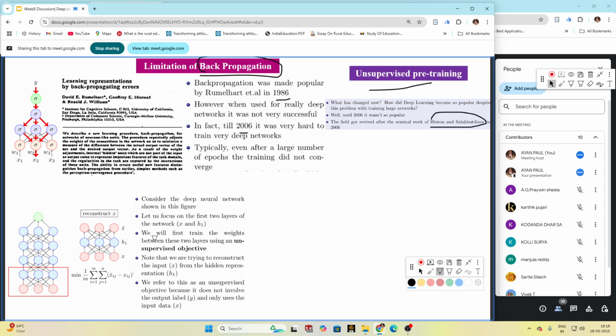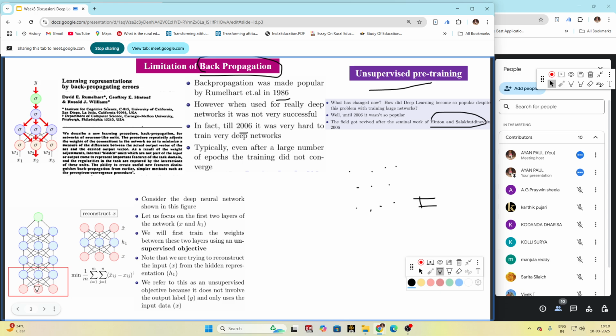The same principle that we followed in autoencoders. Remember, in autoencoders we have an input layer, in between we have an encoding layer, and then we have a decoding layer. This is our autoencoder. So we will follow the same principle. Now we have this neural network.